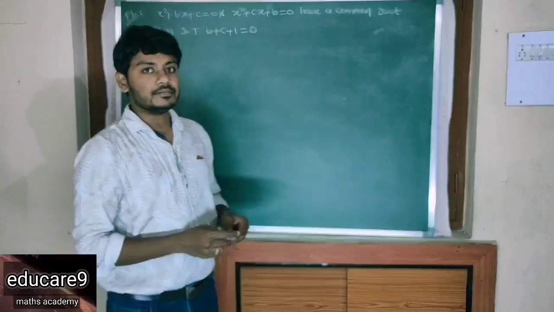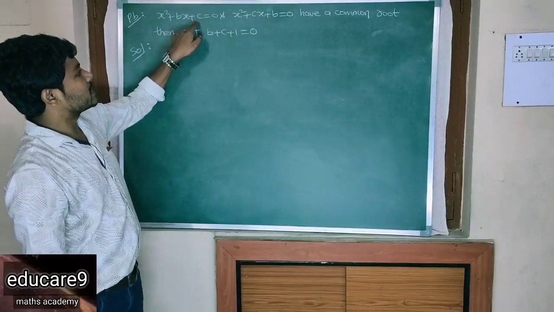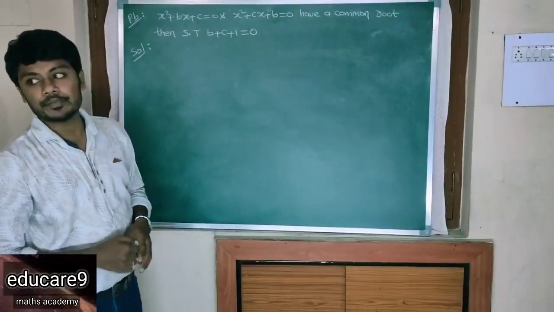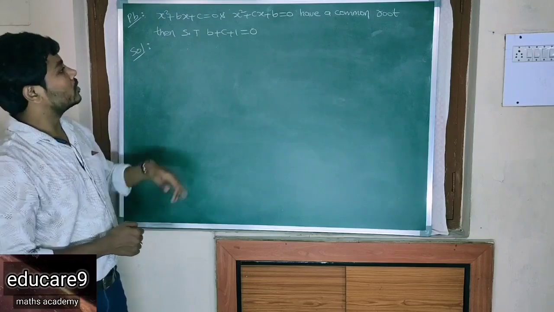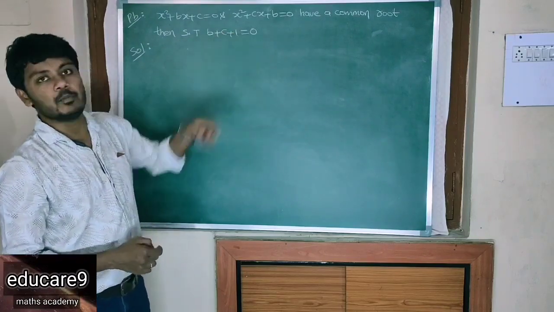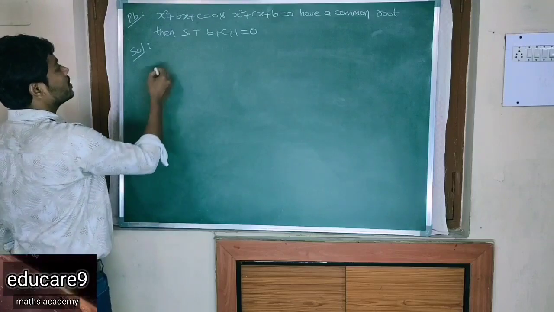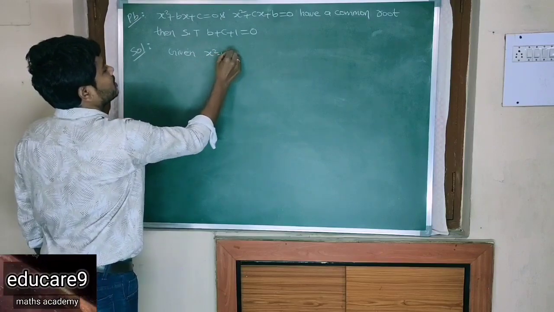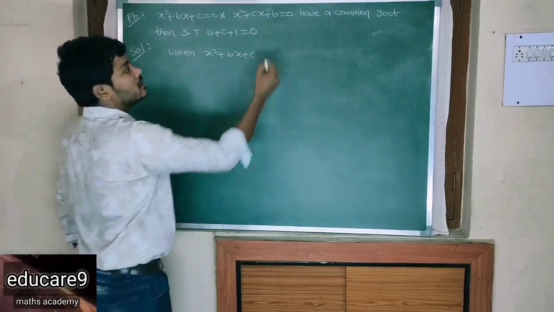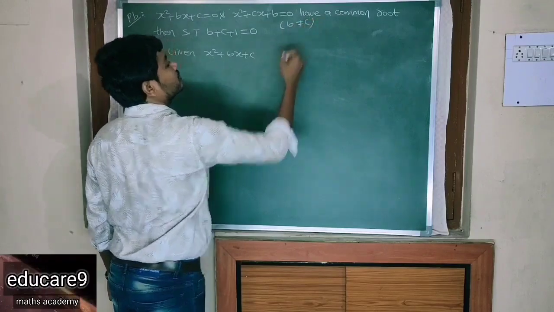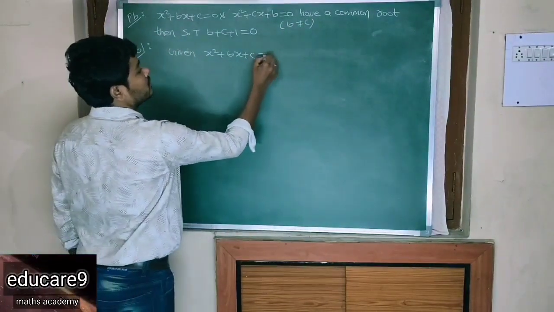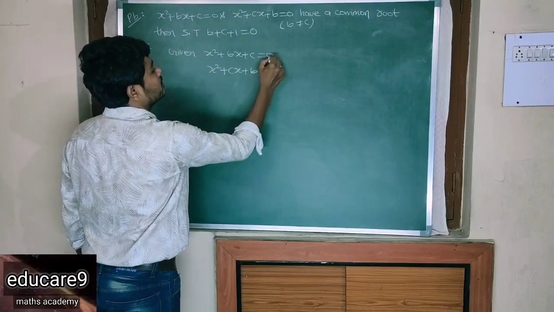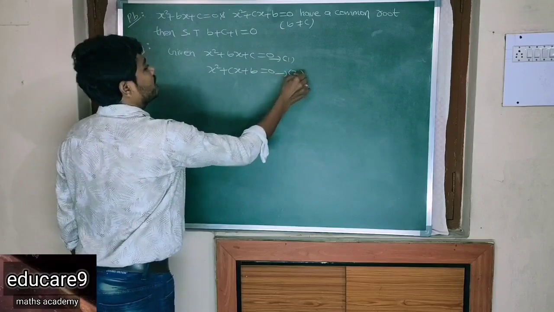So see the next question. x square plus bx plus c and x square plus cx plus b equals to 0 have a common root. Then show that b plus c plus 1 is equal to 0. So here x square plus bx plus c is equal to 0, and x square plus cx plus b is equal to 0. So this is equation 1 and equation 2.